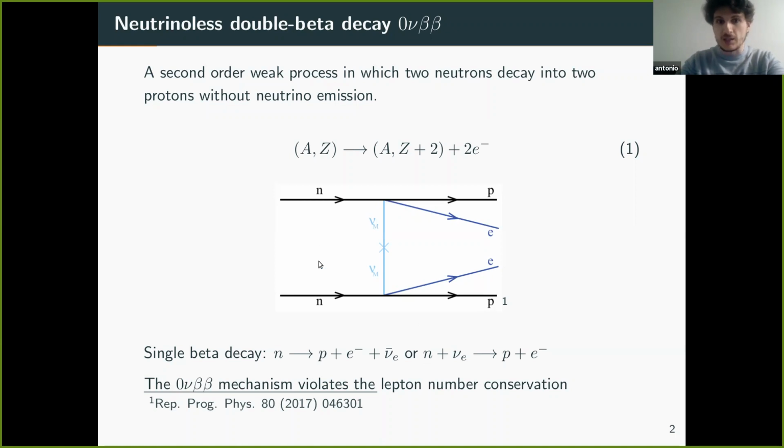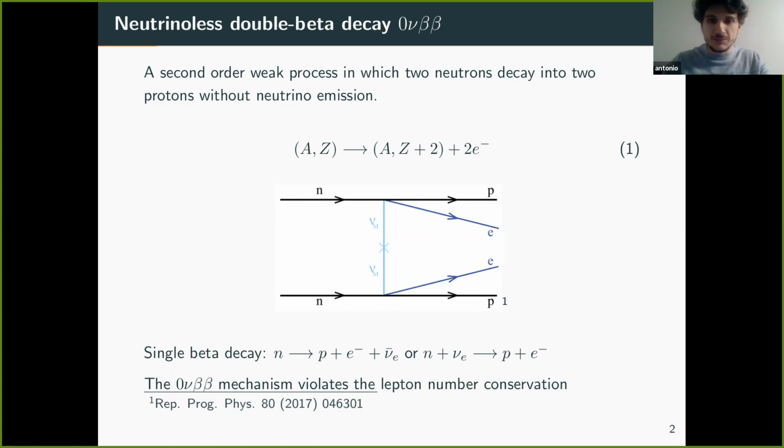And this is what is happening here. So we have the first neutron, which decays into a proton, an electron, and an antineutrino. And then this antineutrino is absorbed with this second neutron, emitting the second proton and the second electron. But obviously we can see from this reaction that this can only happen if the antineutrino is equal to the neutrino. That is, if neutrinos are their own antiparticle, they are Majorana particles. So if this process is observed, then this will answer this open question.